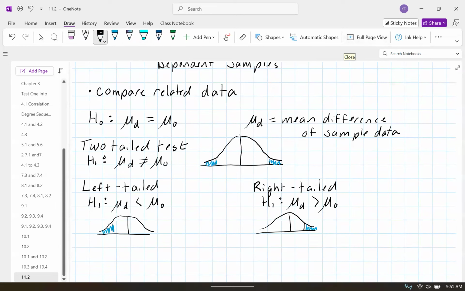So for all of these, if we reject the null hypothesis, it means we're in the blue zone as appropriate. So for the different things, when we reject, we're saying there is a difference or we found a difference. So we reject the statement that there's no difference.